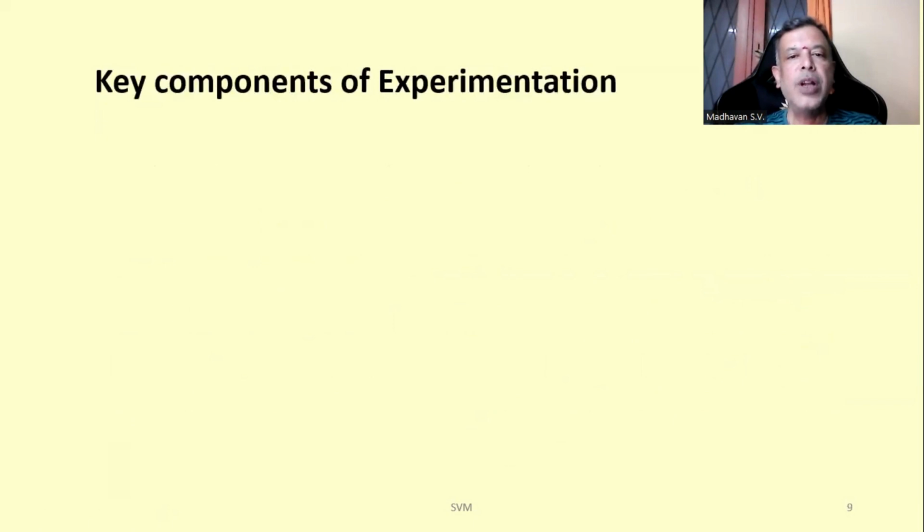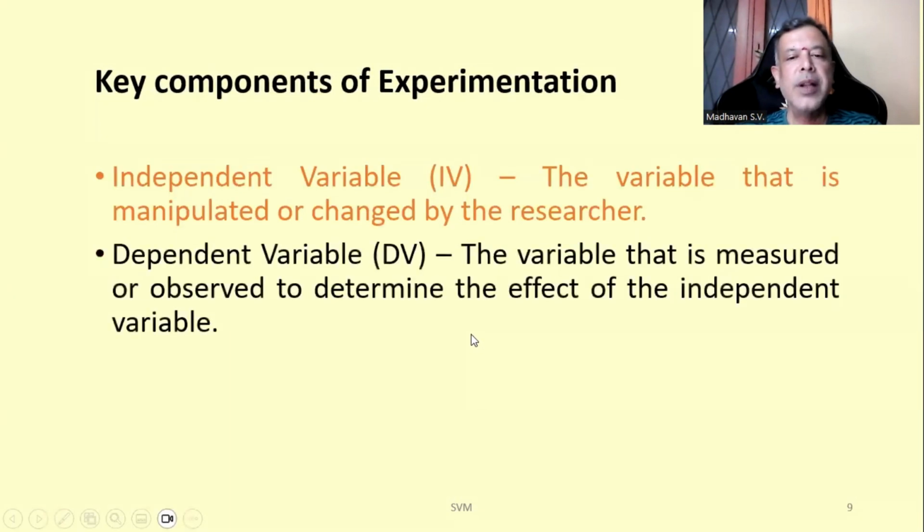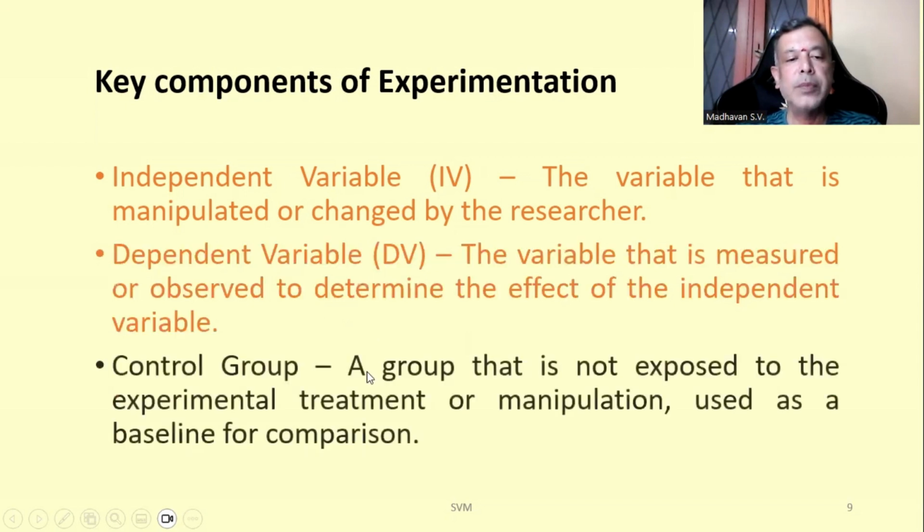What are the key components of experimentation? We have the independent variable, IV, the variable that is manipulated or changed by the researcher. Dependent variable, the variable that is measured or observed to determine the effect of the independent variable. For example, the dependent variable can be the demand for a particular commodity, and the independent variable may be the price. So by manipulating the price, you see whether it has any effect on the quantity demanded or not.